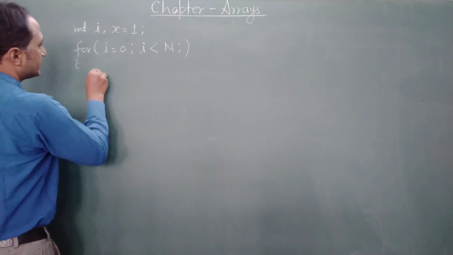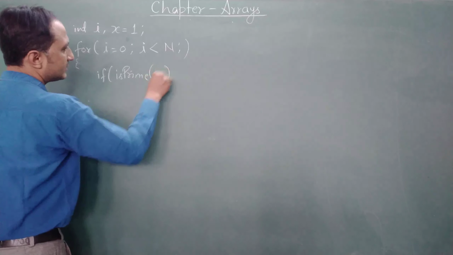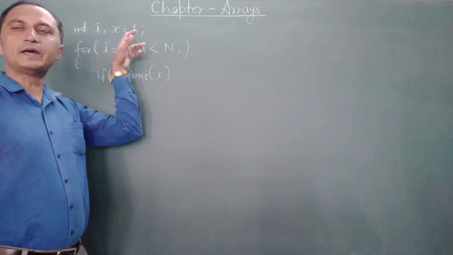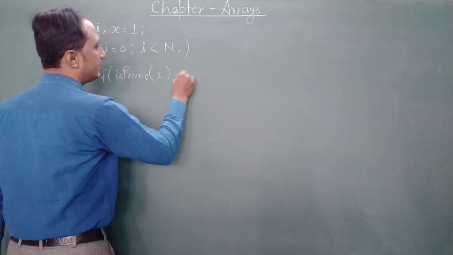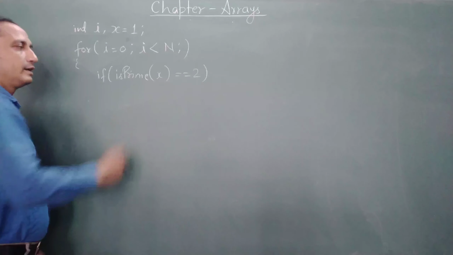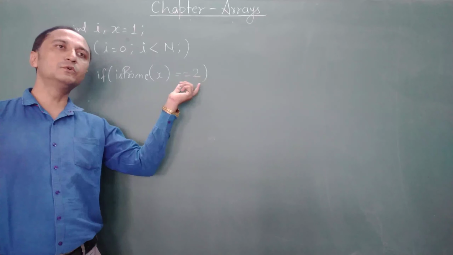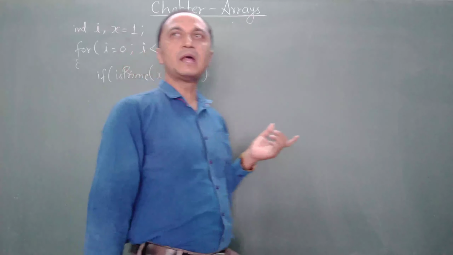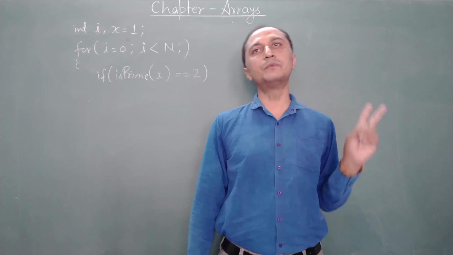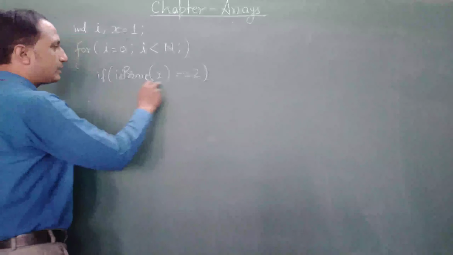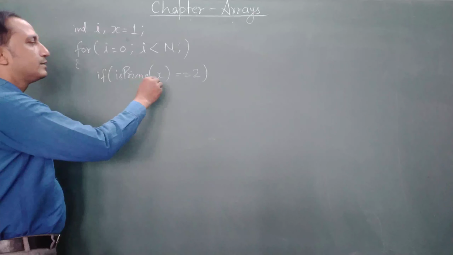So here I am calling a function by the name isPrime. Inside that I am passing the value of x. Initially the value of x is 1. So if the value of x is prime, then it will return a value over here, and if the return value is equal to 2. Why will we compare it with 2? Because we know that every prime number has only two factors, 1 and the number itself. So this will return the number of factors. If the number of factors is equal to 2, it means x is prime.